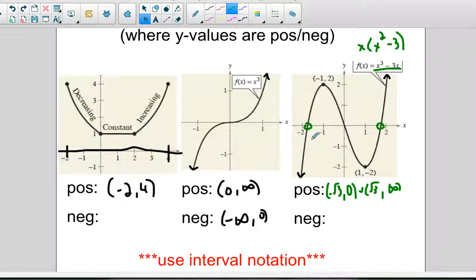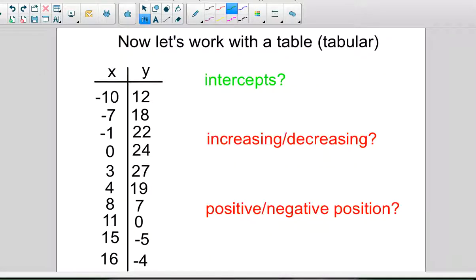And then negative position would be, basically, this part here and this part here, because it's below the x-axis. So this would be negative infinity, those are the x's, to this negative root 3. Again, always parentheses, union with 0 to root 3. And again, if you look at your answer, you have every single section or interval of the graph accounted for, which is good. All right, moving on.